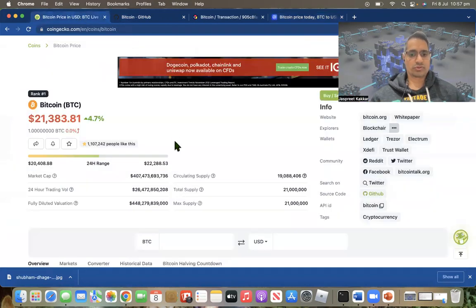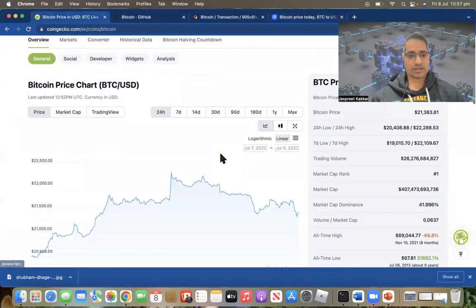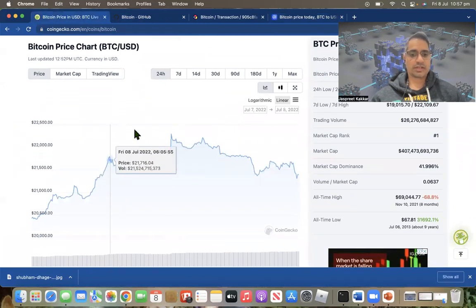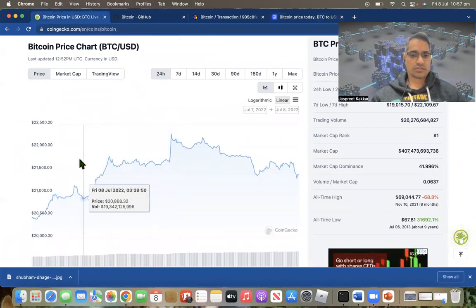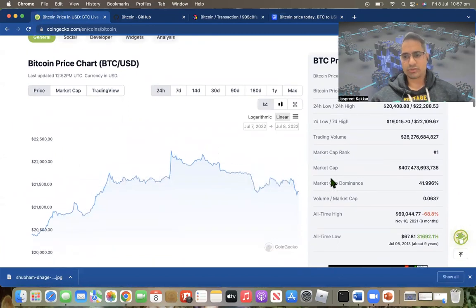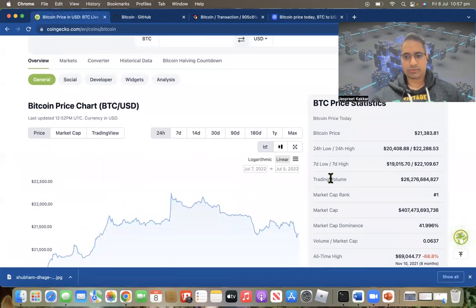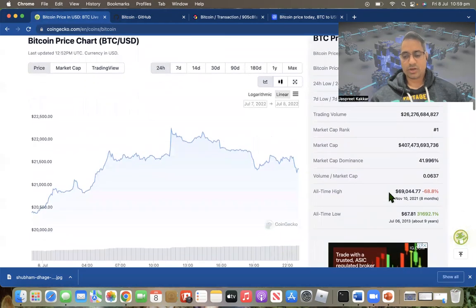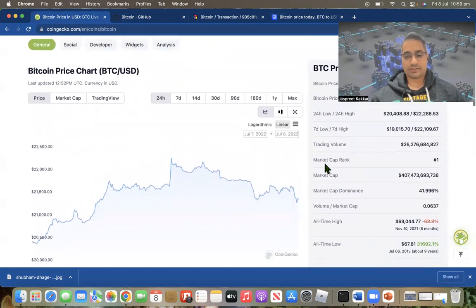One last thing I want to show is the historical charts that you can check on both of these sites. Here it's showing a 24-hour chart, and it will also show you the 24-hour low price and 24-hour high price. So Bitcoin went from $20,408 to $22,288 in the last 24 hours. And then you have the 7-day low and high, and also the all-time high and all-time low price of Bitcoin since it started recording.